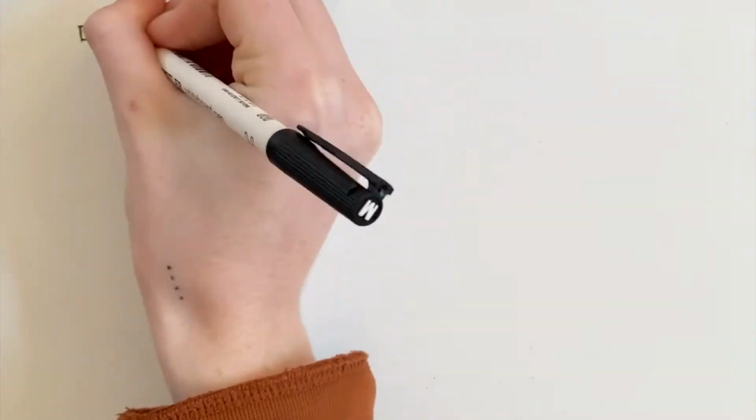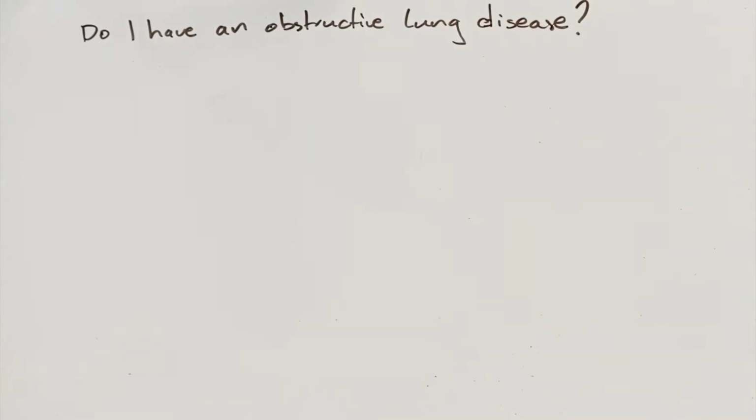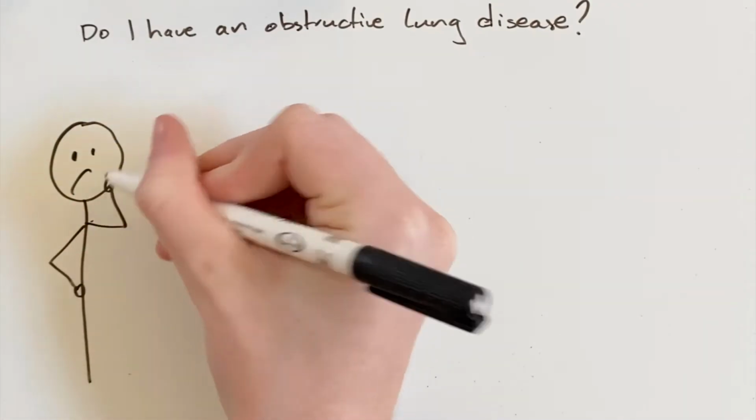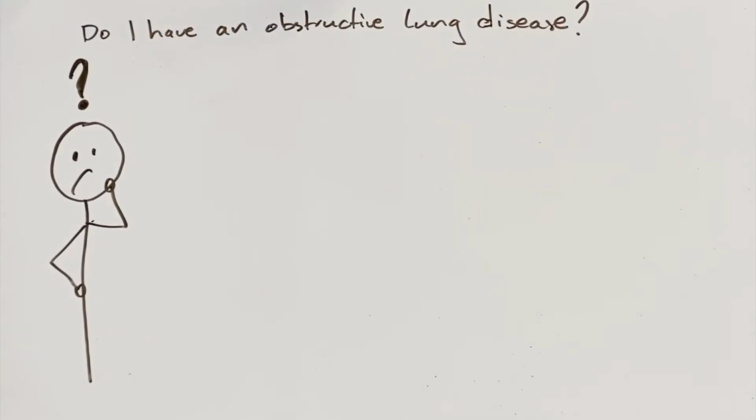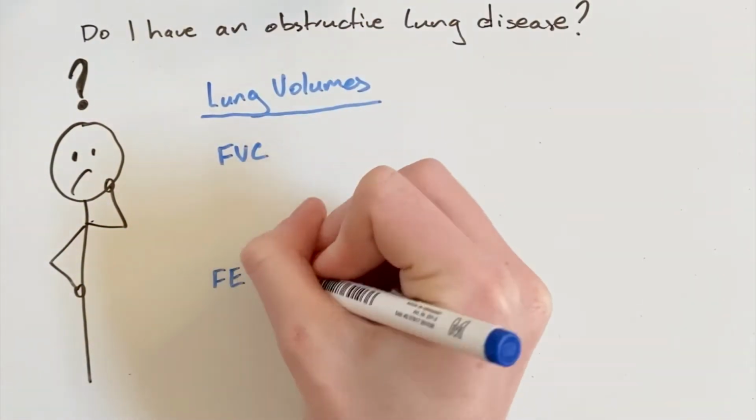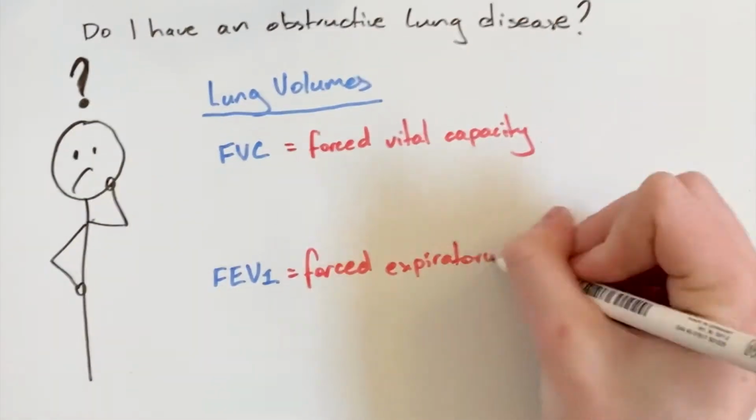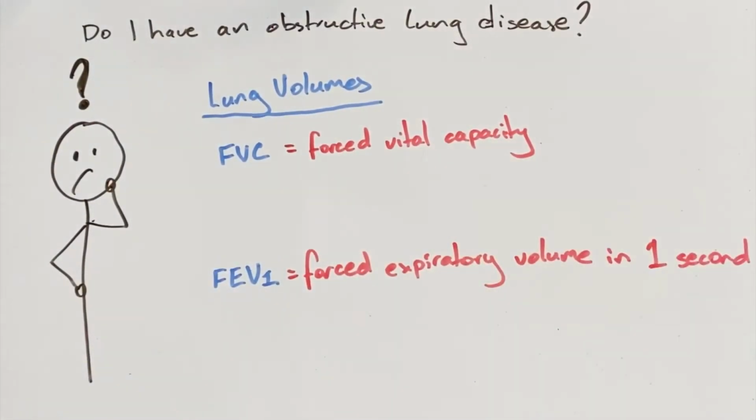In order to diagnose someone with an obstructive lung disease such as asthma, we must be able to quantify and measure lung function. This is done by measuring two very important lung volumes: forced vital capacity and forced expiratory volume in 1 second. FVC is the volume of air that an individual can forcibly exhale as rapidly as possible after taking in a deep breath. FEV1 is this same volume, but that can be exhaled in 1 second.